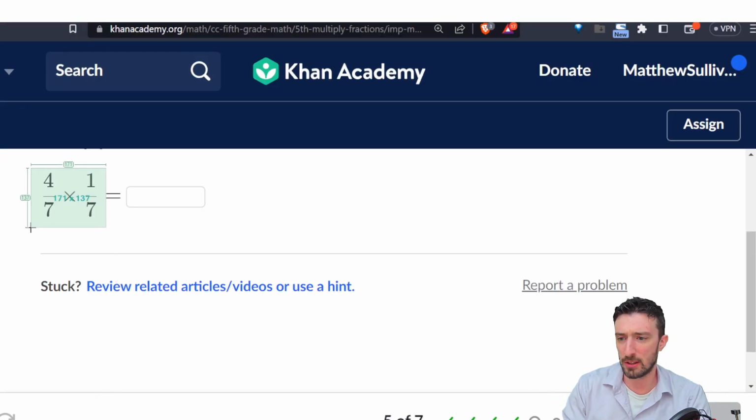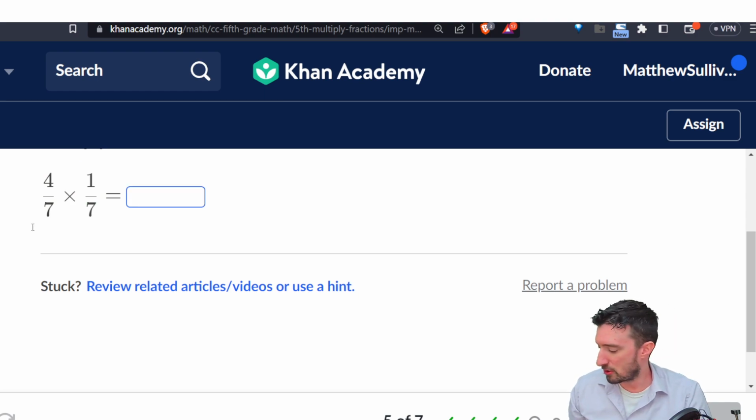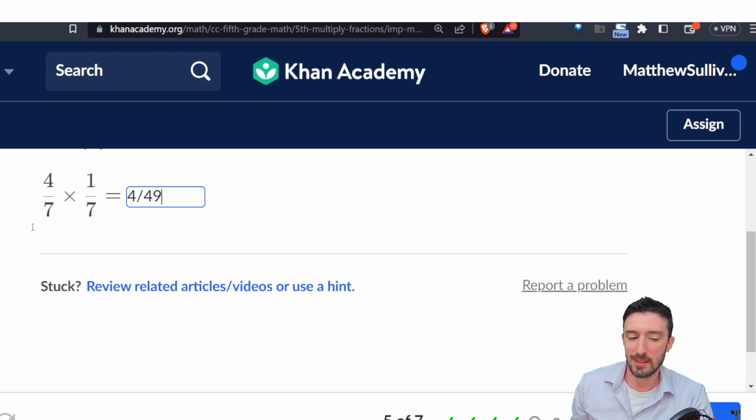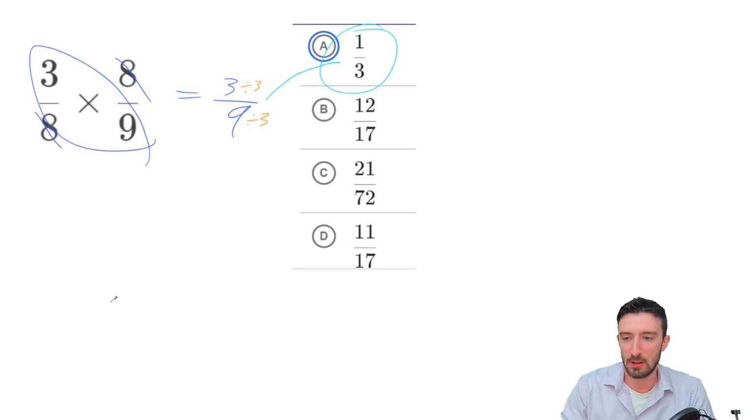All right, let's try this one out. Well, I can see right away I could just do 4 over 49. It's not going to be any reducing on this one. Let's try another one. Again, pretty simple. I won't be able to reduce.